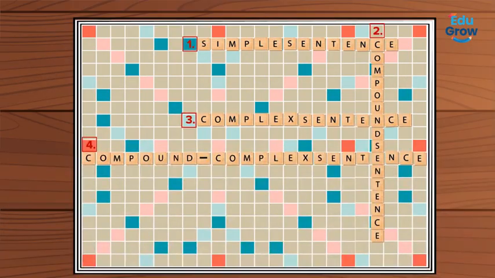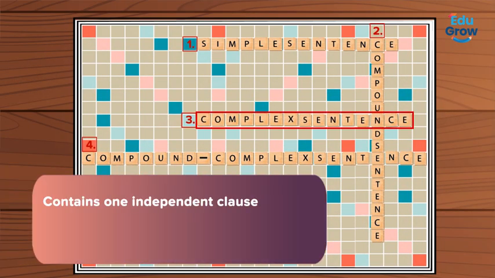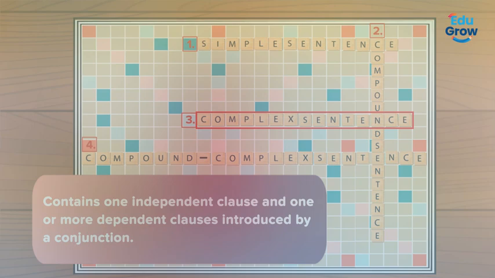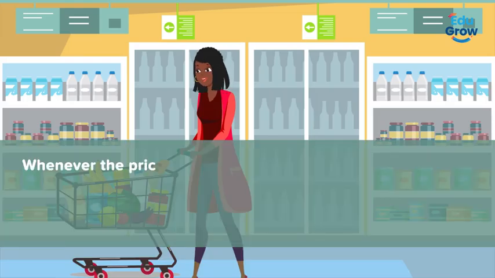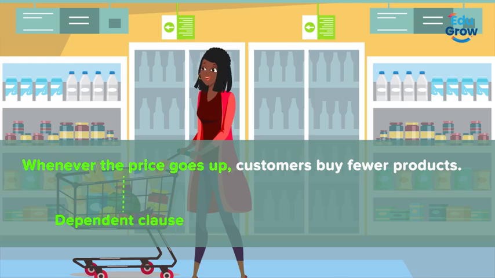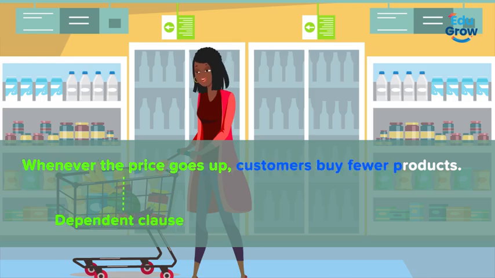Next is the complex sentence. This has 1 independent clause and 1 or more dependent clauses introduced by a conjunction. For example, whenever the price goes up, customers buy fewer products. Whenever the price goes up is a dependent clause, while customers buy fewer products is an independent clause.